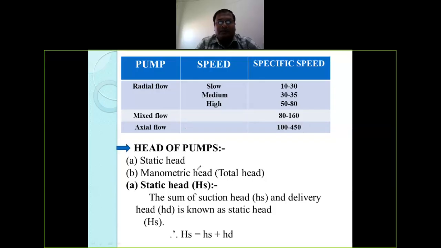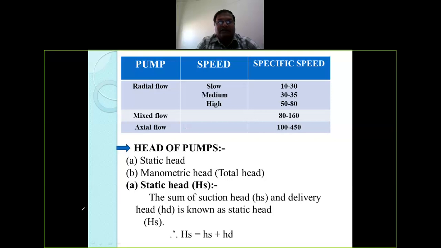Now head of the pump. So there are two types of head: static head and manometric head. Manometric head is also called total head. So what is the meaning of static head? We already discussed it at the start of the first two slides. Static head is generally denoted by Hs. Okay, and what is the meaning of that? The sum of the suction head and delivery head, hs and hd, is known as the static head, and we can write it this way: Hs = hs + hd.